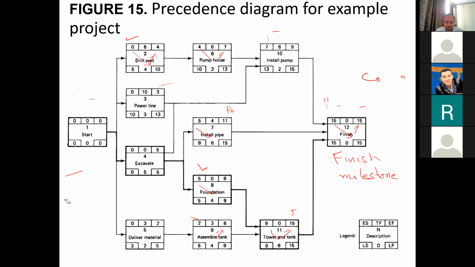May I ask, Professor? Yes. So these values which are given at the beginning of the diagram, drill well, power line, excavate, deliver material, all these numbers were taken from the previous diagram? Yes. For example, initially, of course, initially we will have only these numbers.